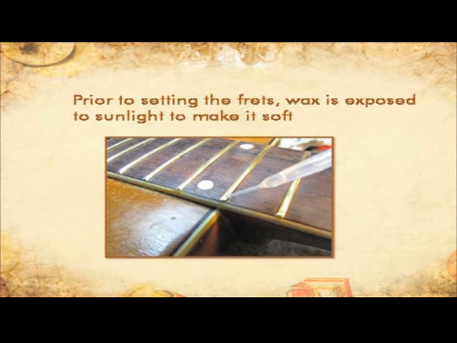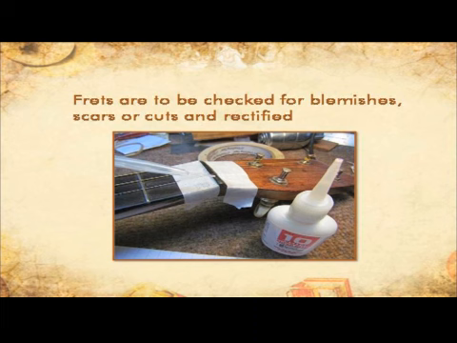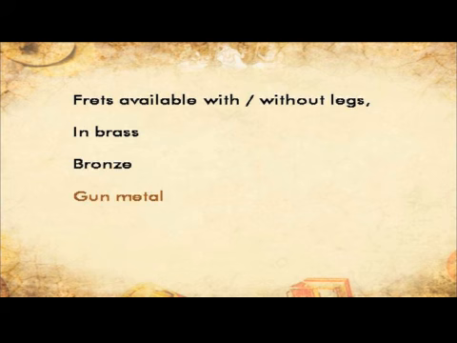Just prior to setting the frets, the wax is exposed to sunlight so that it becomes soft. Before fixing, the frets are cleaned with sandpaper. The frets are to be checked for any blemishes, scars, or cuts, and these have to be rectified before they are fixed. Frets are available with or without legs in brass, bronze, gunmetal, and even stainless steel.